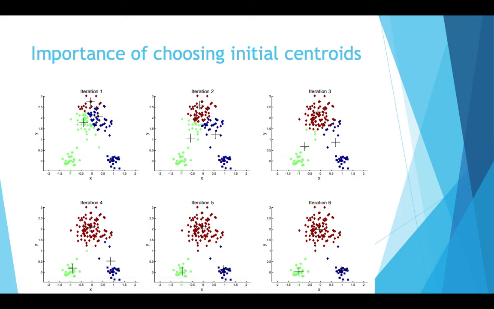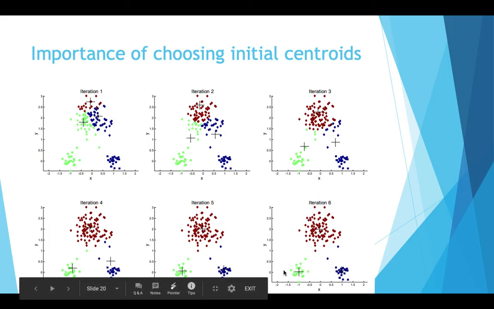The second thing is the importance of choosing initial centroids. What if you choose the wrong centroids and it leads you to the wrong clusters? Let's see how. This is the example. Here these are the initial data points, and these plus signs show the initial centroids. There are 6 iterations, and you can see iteration 5 and iteration 6 are exactly the same and have exactly the same centroids. So I'm going to quit here. You can see my data points are clustered very well.